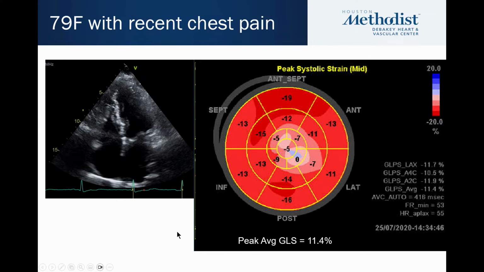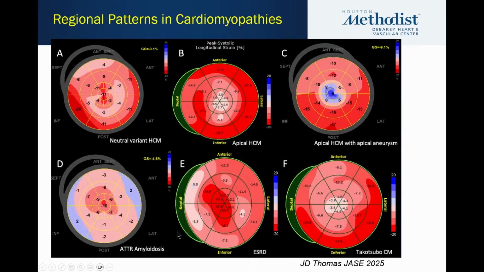And this is one of our patients but this is from the guidelines document. So in the guidelines document, they have these different bullseye patterns in other types of cardiomyopathies, okay? So this is a regular HCM. We have a lot of septal abnormalities. This is the apical variance, like our case that I just showed you. This is apical HCM with an apical aneurysm, where you have this blue area because it's really dyskinetic.